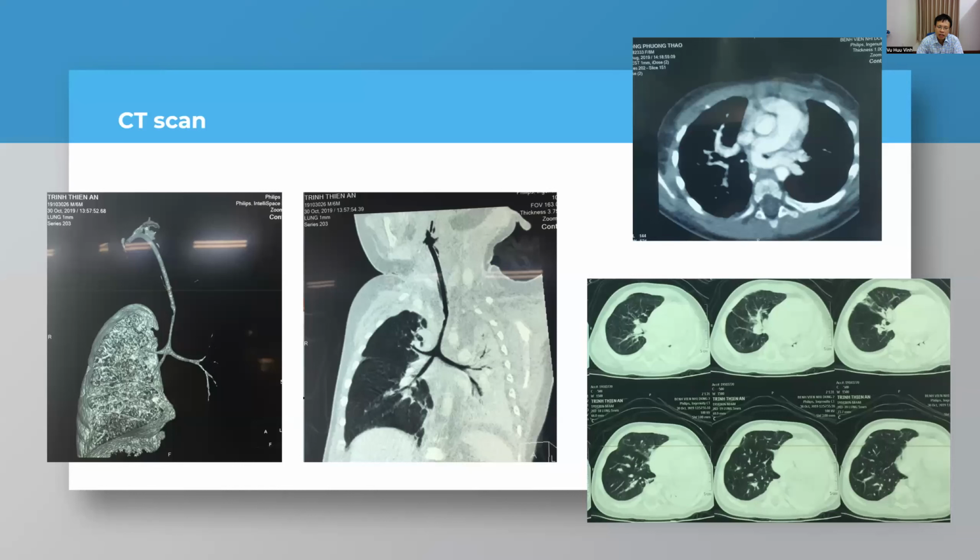For the image study, the most important is the CT scan, with 3D reconstruction or cross-sectional views. We can see very clearly the image of the anomaly or malformation. Also, we can detect the sling very clearly in this image. So in this image, you can see the tripod carina with the sling, and with the left lung completely collapsed.